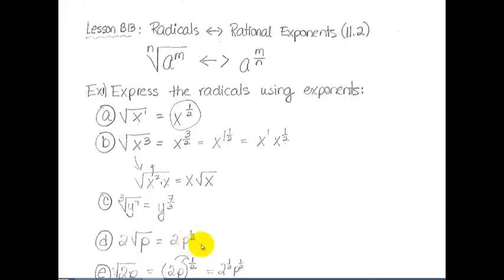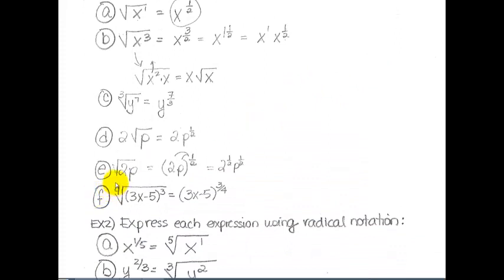Alright, compare this problem with the next problem. Let's move down a little. Okay, this next problem, letter E, I have the square root of 2p, and now that means the radical covers both of them. So what I do is I put parentheses around the 2p and I raise it to 1/2. You can leave your answer like this, or you can go ahead and distribute the 1/2, so it'd be 2 to the 1/2, p to the 1/2. So that's the difference between this and this problem right here.